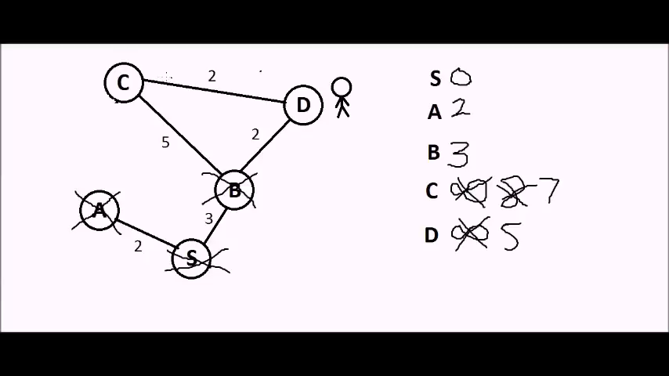Noting that the next time we want to visit C, we would rather take this new path from S to D and D to C than our older one. So once again, we're going to mark D as visited now because there's nothing left to do here, and move on to our final unvisited node left in our graph.